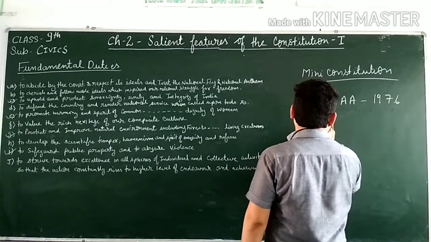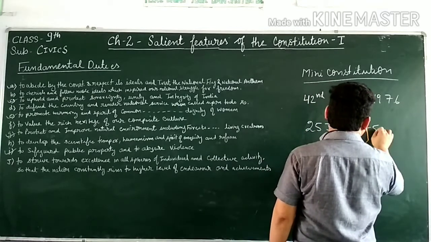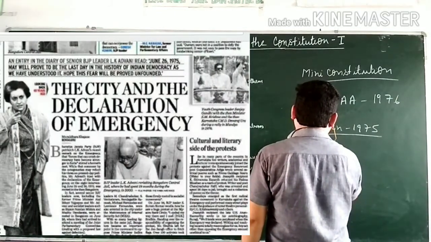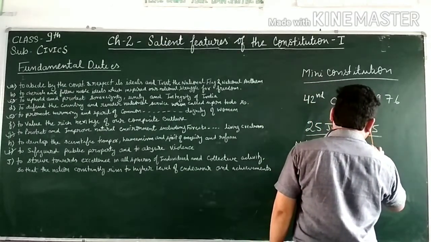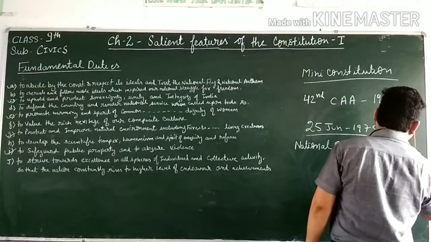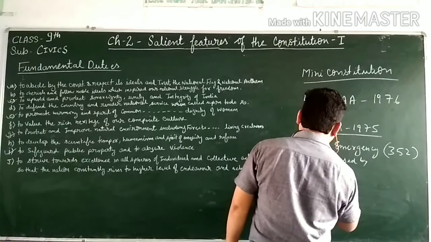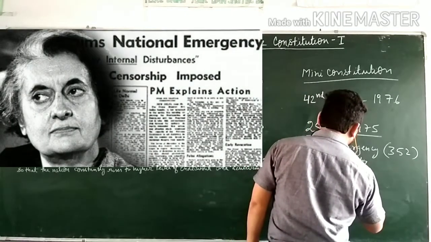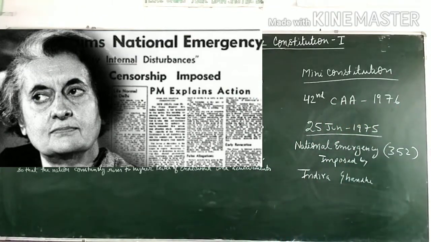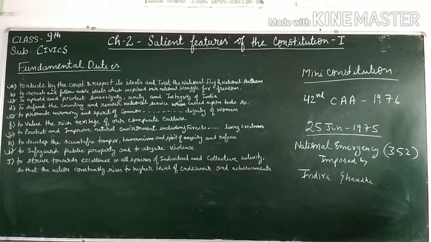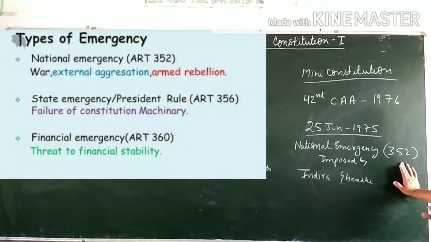On 25th of June 1975, national emergency under Article 352 was imposed by then Prime Minister Indira Gandhi. Indira Gandhi imposed emergency on 25th of June 1975. Using Article 352, we can impose emergencies. Emergencies are of three types and can be imposed by Article 352, 356, and 360. 360 is financial emergency, and 356 is President's rule.